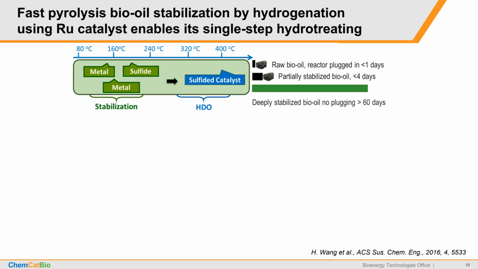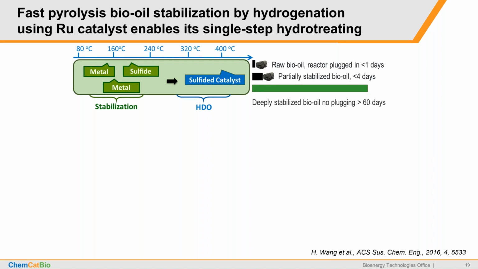And our previous work showed that we can stabilize bio-oil by doing low temperature hydrogenation. The first generation of low temperature stabilization, using a sulfide catalyst, can partially stabilize bio-oil. However, that is not sufficient, and normally we will see reactor plugging around 100 hours. This is really asking us to conduct deep stabilization.